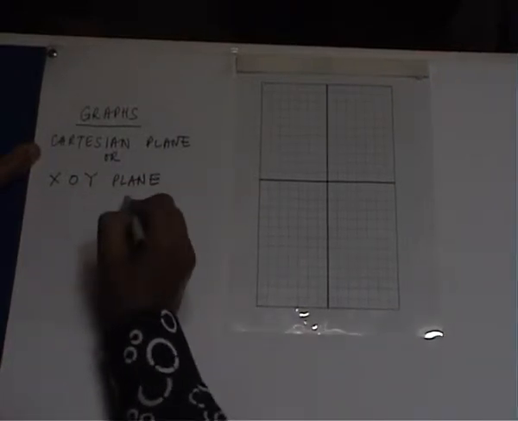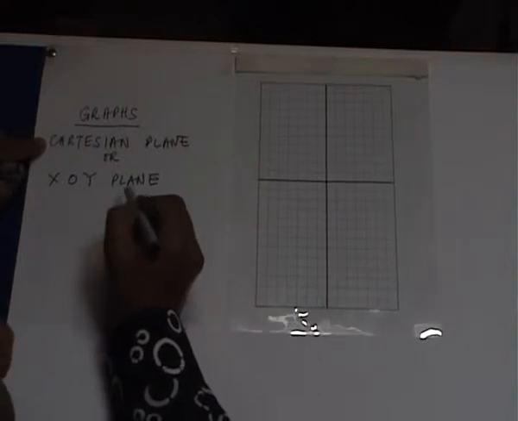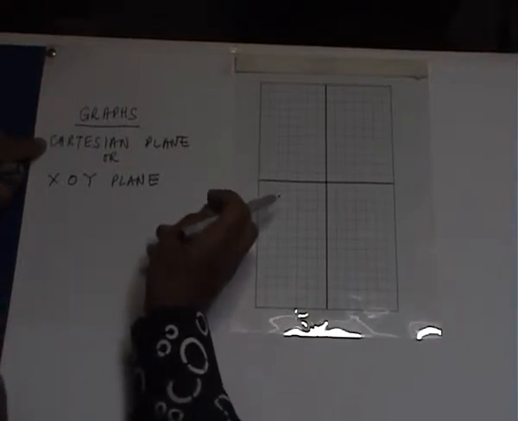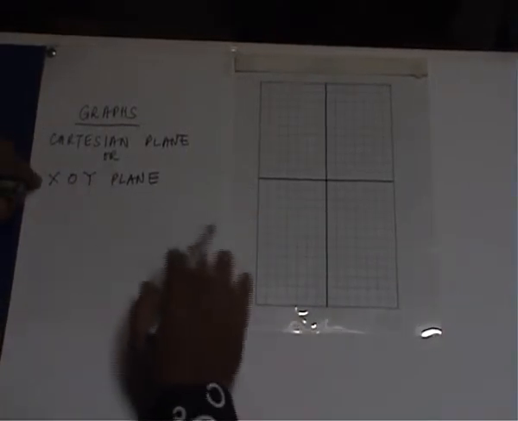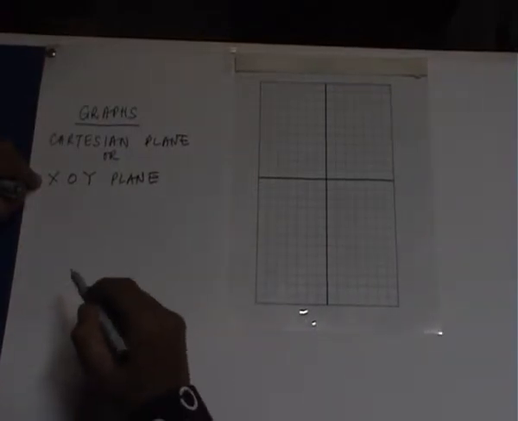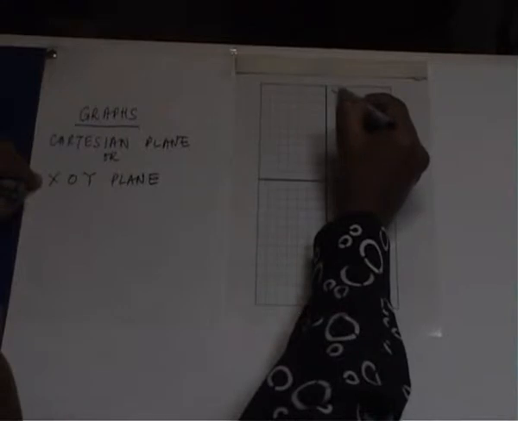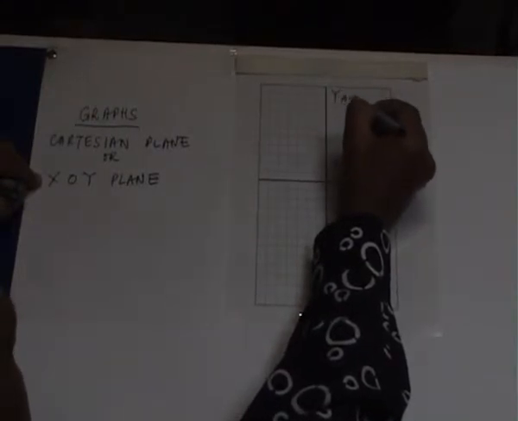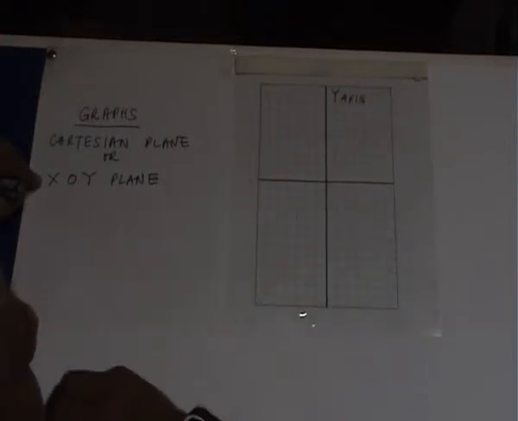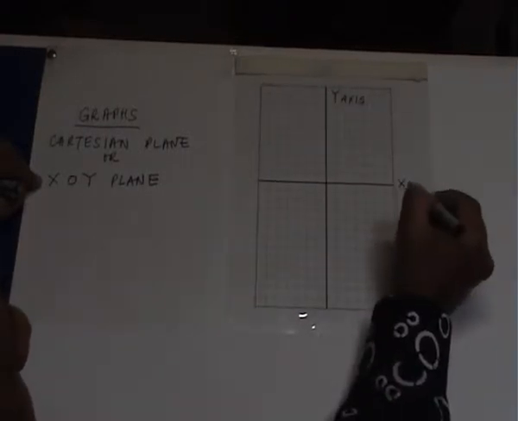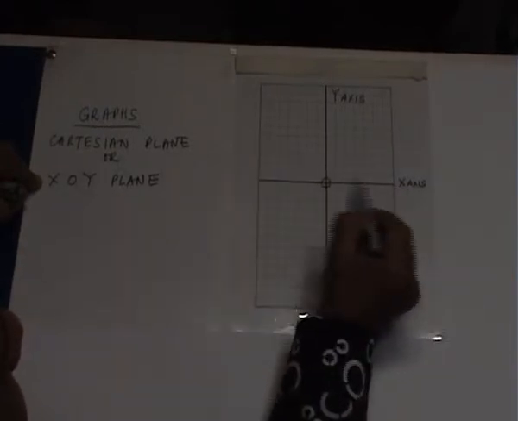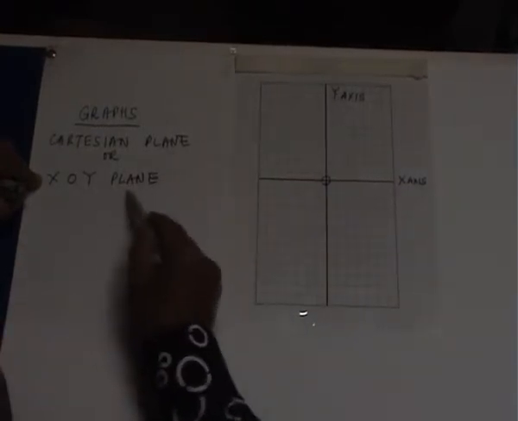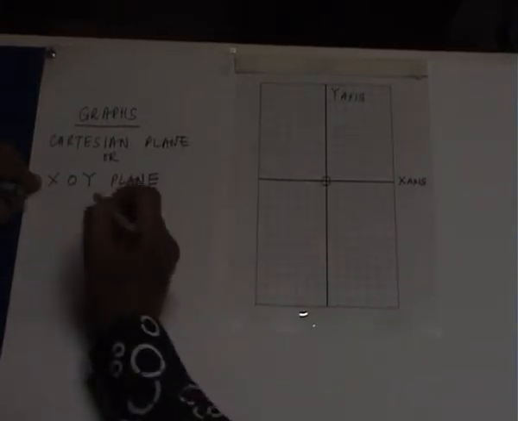Now why is it called XOY plane? Well, firstly, it's called Cartesian plane because a Frenchman, Descartes, came up with this system. It's called an XOY plane because on this page we have what is called a y-axis and an x-axis, and in the middle here we have 0. So that is why we call it XOY plane. And plane means it's a flat surface.